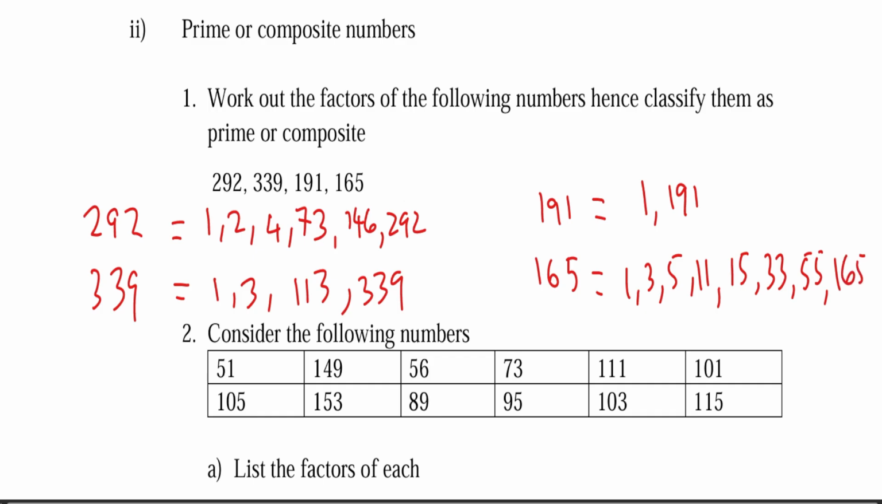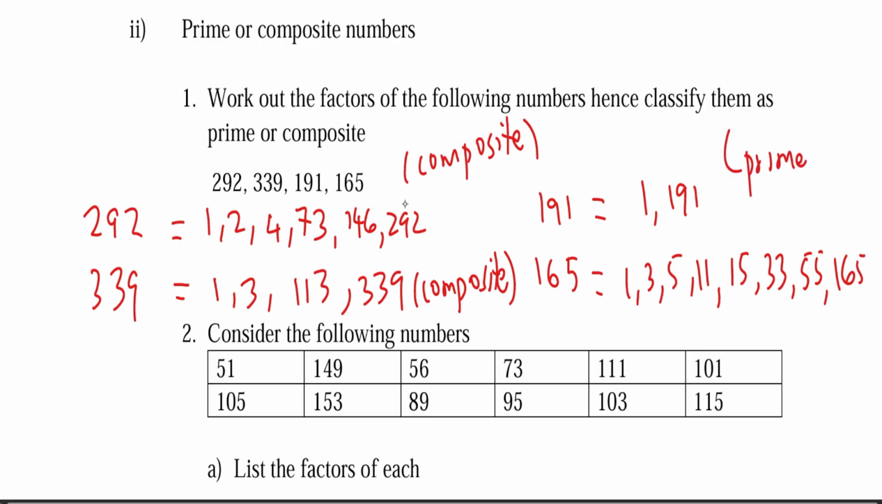Now, the ones that have more than 2 factors are what we call composite numbers. So this is composite, this is also a composite number, but the ones that have 2 factors are prime numbers. So this is a prime number. 191 is the only prime number that you see here, but the others are composite numbers. They have more than 2 factors.